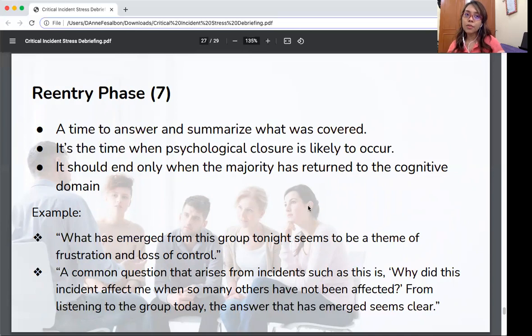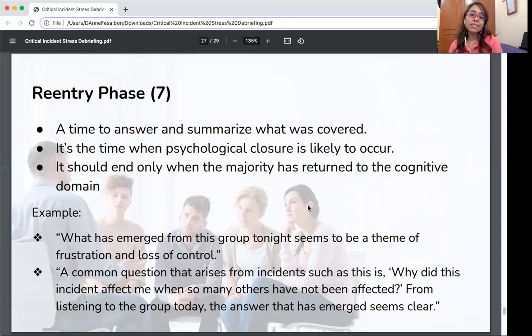Maybe some of them would be sharing, and some of them would already be overwhelmed by their feelings. So if there is a need for them to have individual counseling, maybe they can be taken out from the group. So yeah, we need to help them before we do the closure, before we summarize what was covered. We need to also help them return back to the cognitive domain.